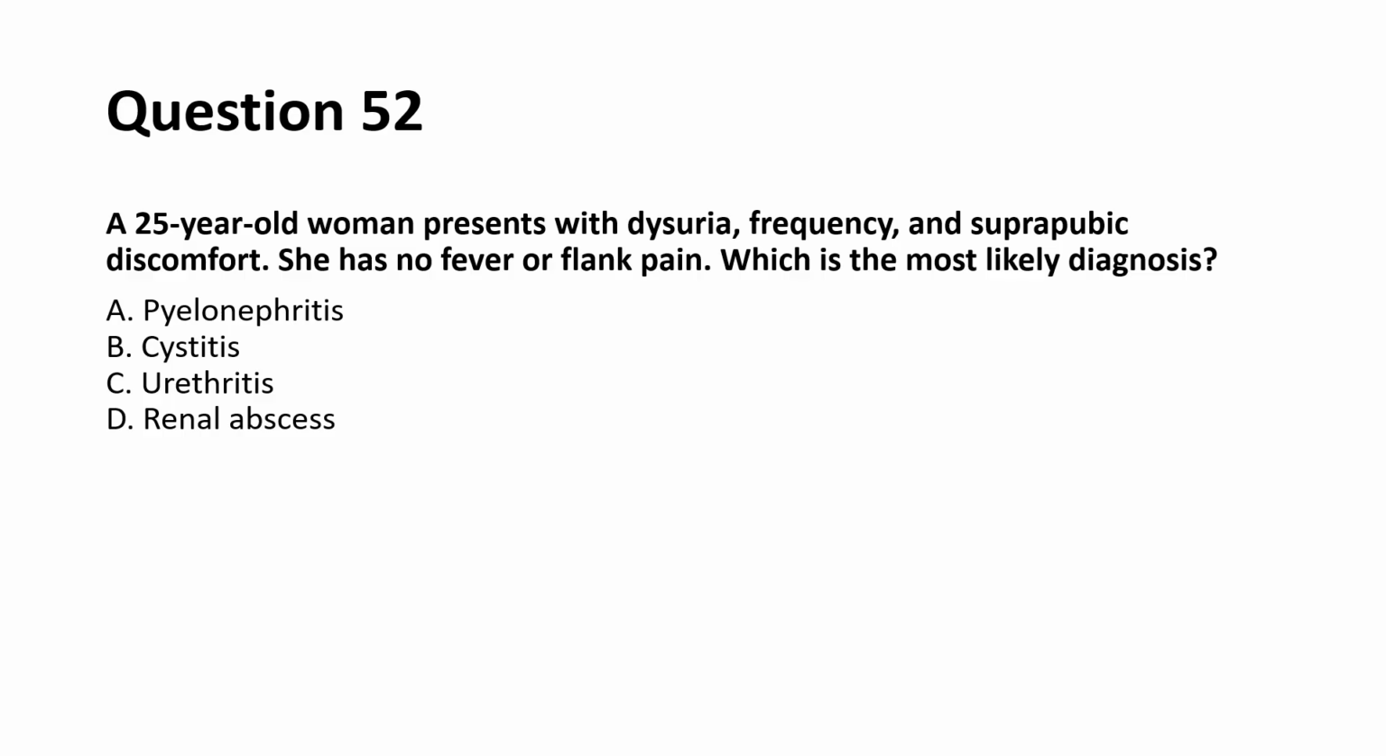A 25-year-old woman presents with dysuria, frequency, and suprapubic discomfort. She has no fever or flank pain. Which is the most likely diagnosis? Pyelonephritis, cystitis, urethritis, renal abscess.